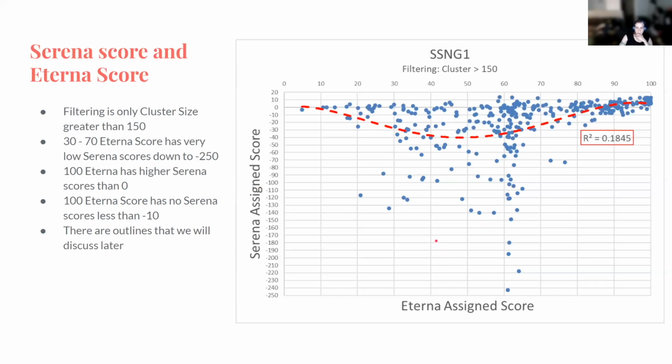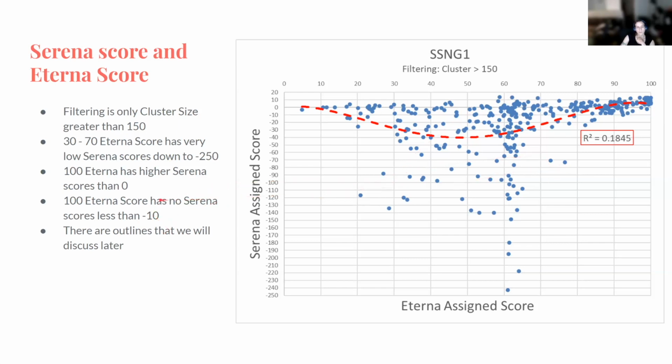So I'm using only cluster sizes greater than 150 just to ensure that I have good data and I don't have any weird outliers, because RNA is weird, as we all know. And so from 30 to 70, you have this huge number of just really low scores. You just get pegged there. And then you have actually pretty good, this 100, your Serena score is actually higher than your scores for 0. So you actually have a good trend, but you have these outliers. And those outliers, let's keep an eye on those. We'll talk about those a little bit later.